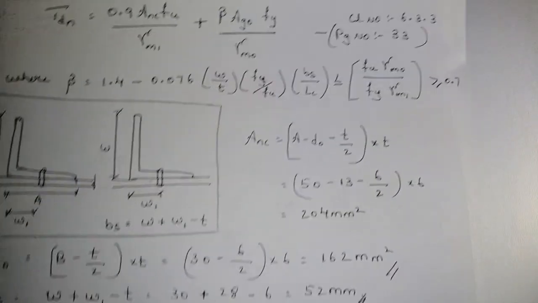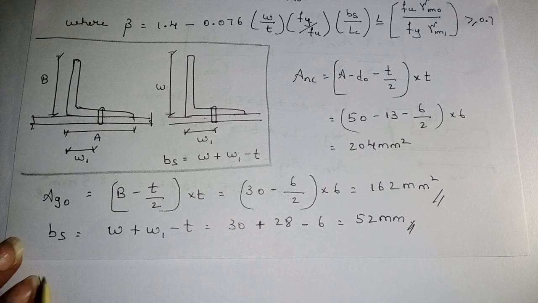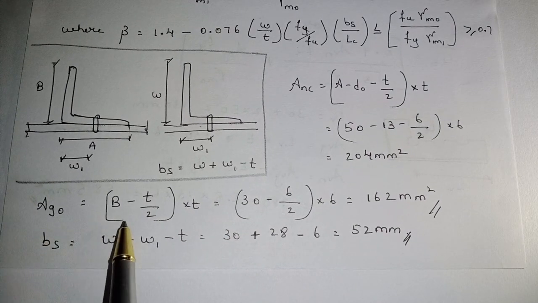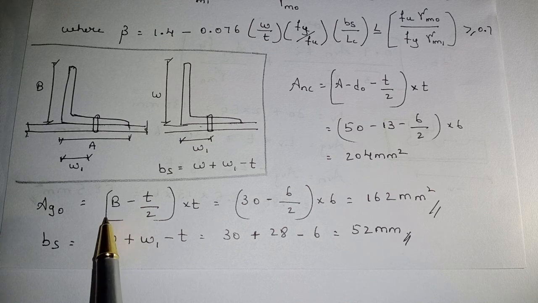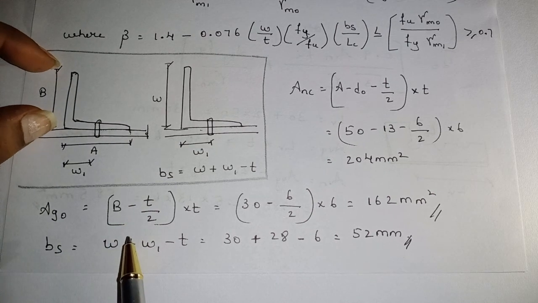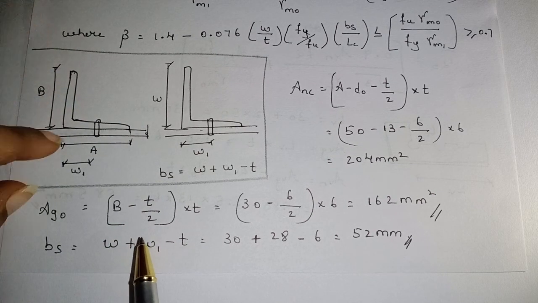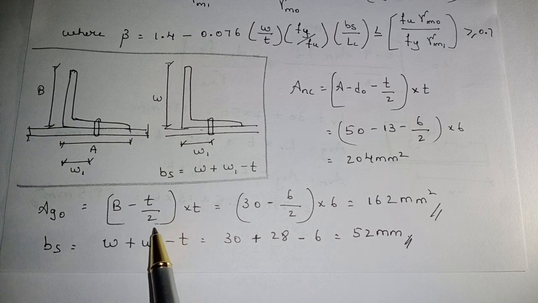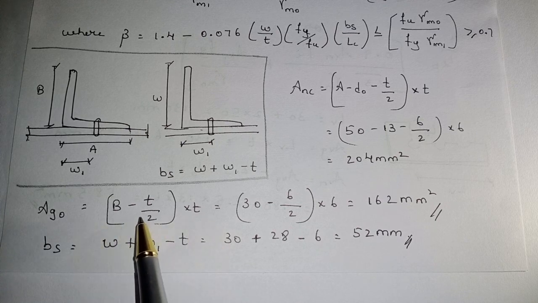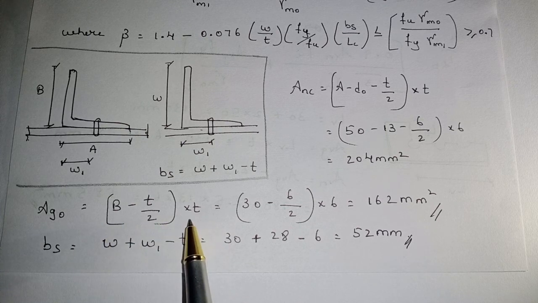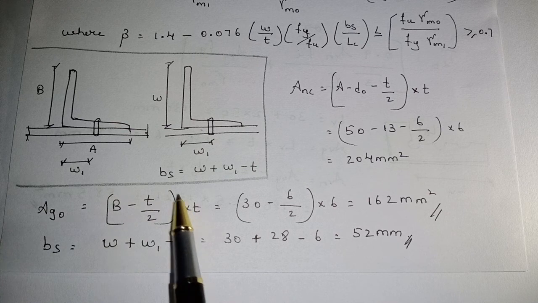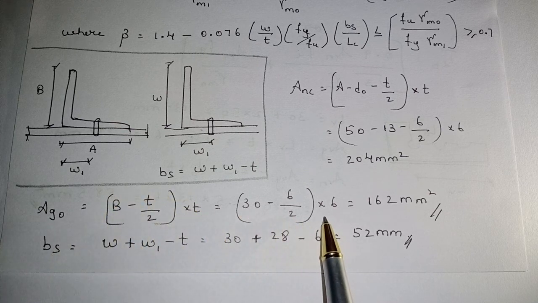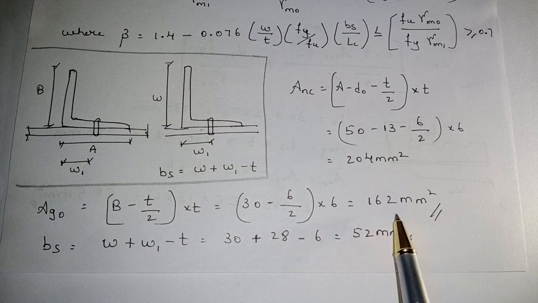This is not a formula, just to find out the outstanding leg area, we are finding out this B. In the total B, I am minusing T divided by 2 because this particular zone we are taking twice. So (B minus T divided by 2) into T. Area means one leg length into thickness. So this totally we will get as length into thickness. Okay, so now you got the outstanding leg here. This will be the outstanding leg area.